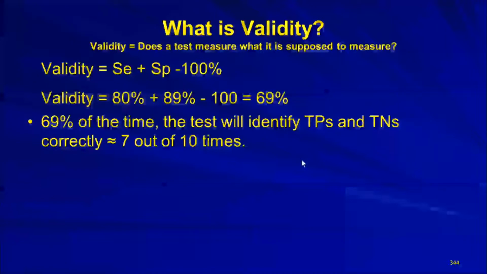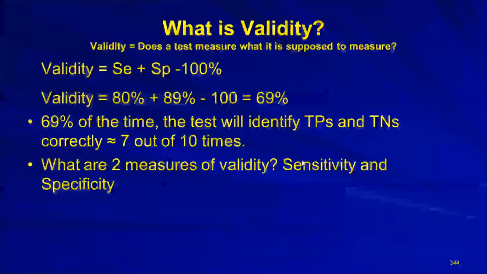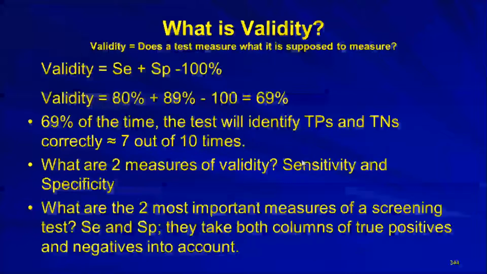Okay? The next question for you is, what two measures assess validity? That's sensitivity and specificity. The next question is, what are the two most important measures of a screening test? You'll know that right away: sensitivity and specificity, and they both take into account true positives and negatives. Very important, and this is the information that's reported in the literature, and this is the information that you want to understand and be able to report.